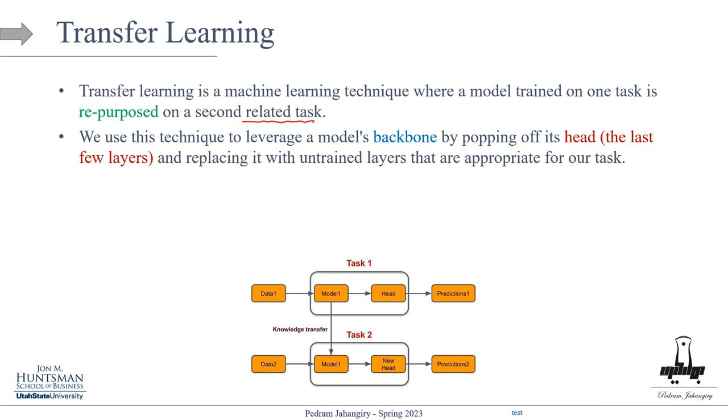Maybe the earlier layers, by popping off its head. The head, I mean the last layer. Let's cut the last layers, maybe the last few layers, and replace them with your own untrained layers that are appropriate for your task. Again, this task can be cat versus dog, or the predictions can be cars, bicycles, etc.